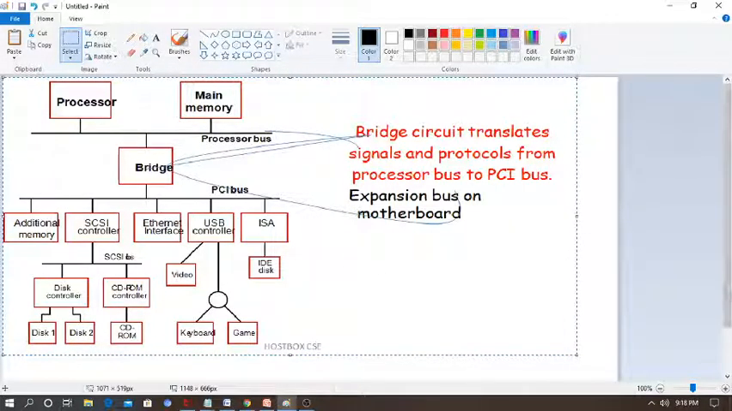Now the question: how many devices can you connect with the help of SCSI? With the Small Computer System Interface we can connect a maximum of 8 to 16 devices.